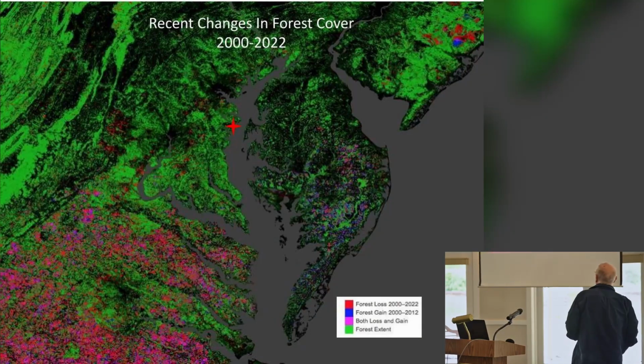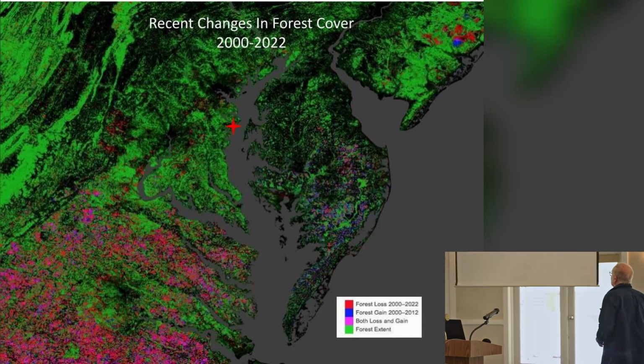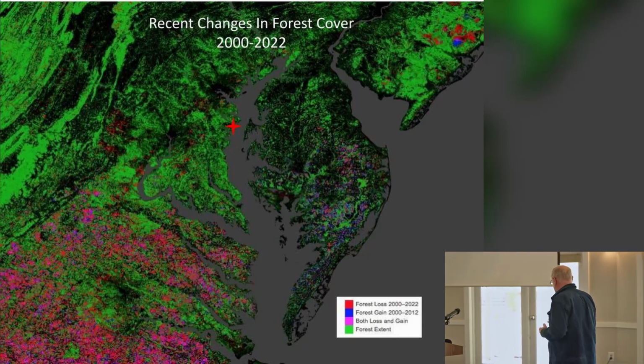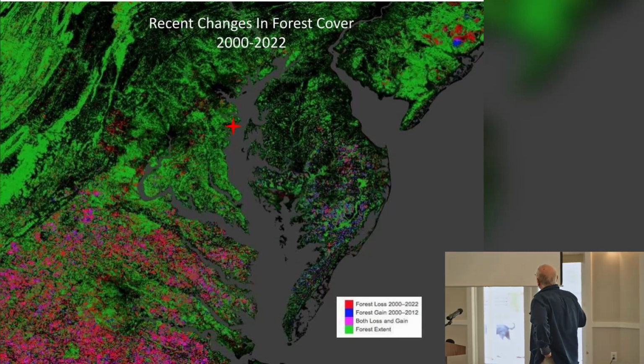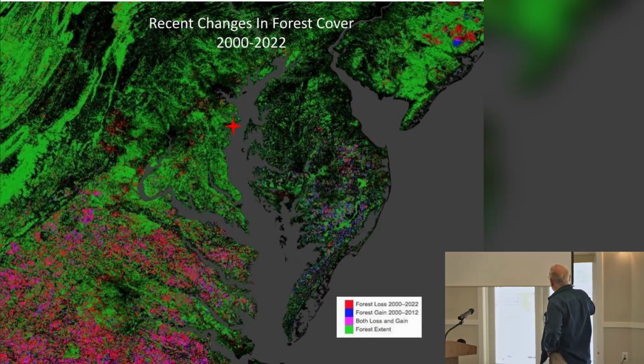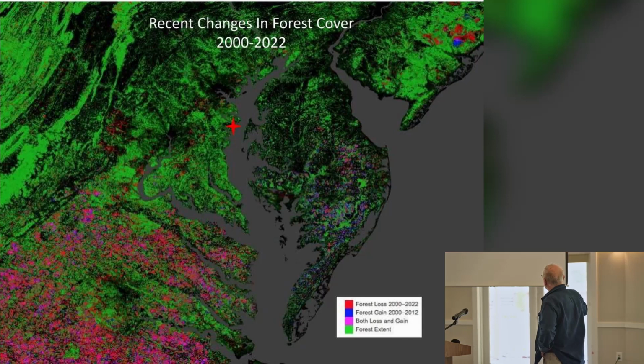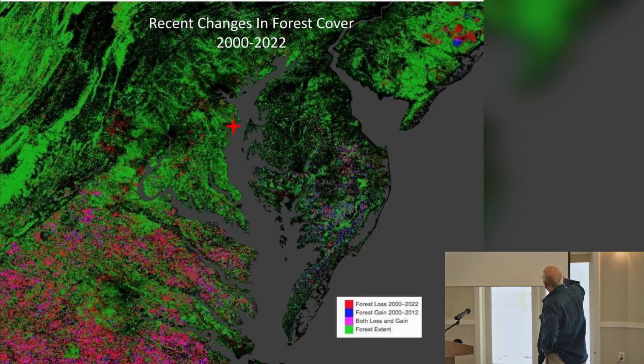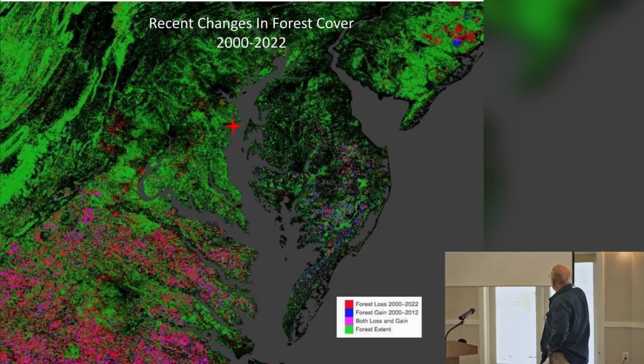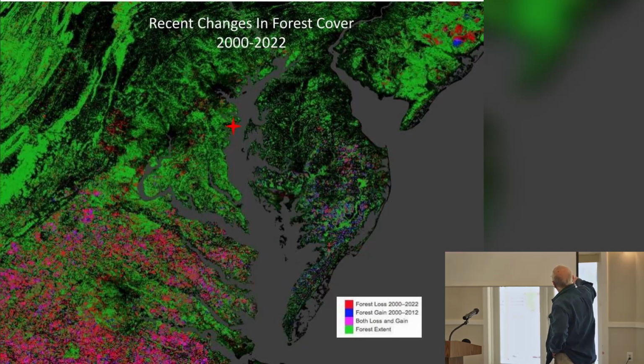Okay, another is logging, and I can't quite see it because it's so light in here. This is a satellite data analysis of forest loss, forest gain, loss and gain, and forest extent. So all this green is where the forests are right now. The black is agriculture or cities, things like that. And the colors here, this is Northern Virginia and South Carolina.